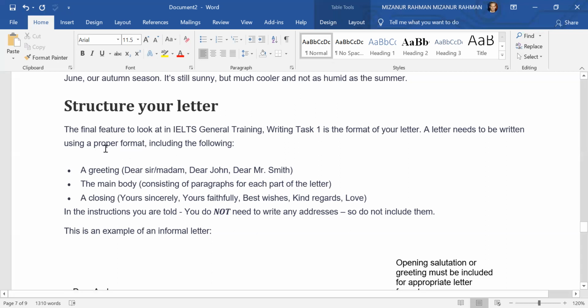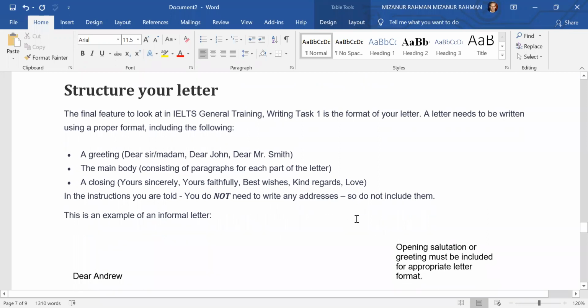So now, structure your letter. The final feature to look at in IELTS General Training Writing Task 1 is the format of your letter. A letter needs to be written using a proper format, including the following: a greeting, like dear sir or madam; the main body, consisting of paragraphs for each part of the letter, 2 or 3 paragraphs; and a closing salutation: yours sincerely, yours faithfully, best wishes, kind regards, love. In the instructions, you are told you do not need to write an address, so do not include one.